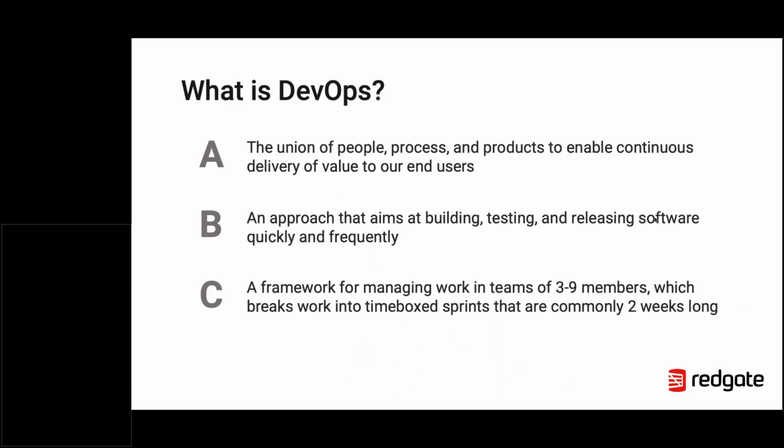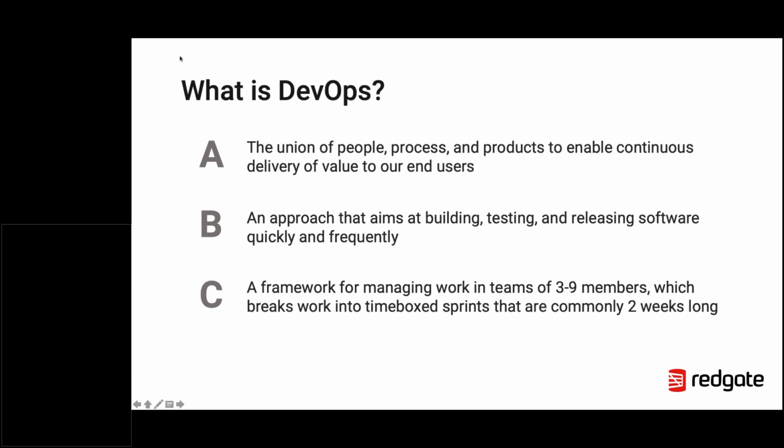So the first question is just, which of these is the best definition of DevOps? One of the interesting things is that we have a lot of overlapping terminology in this area. I want you to just commit to an answer. Is DevOps A, the union of people, process, and products to enable continuous delivery of value to our end users? Is that the best definition?